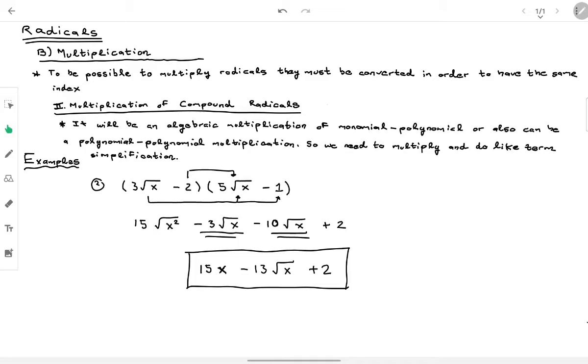So as I was telling you, in this case, what we need to do here is we will multiply polynomial times polynomial, and do like term simplification if possible. Let's see another example.